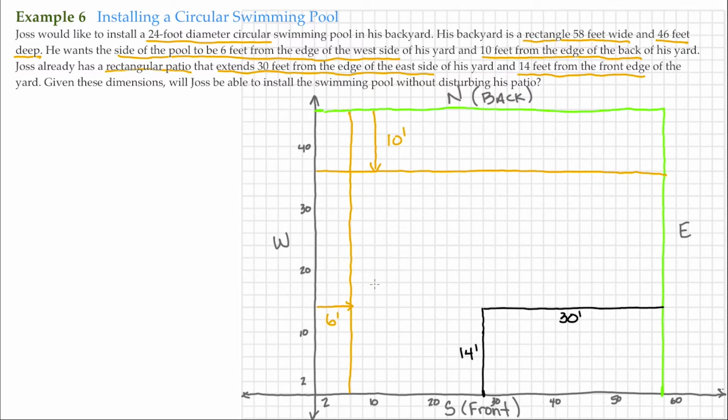So when he puts in his pool, the circular pool, it's going to butt up like that. Now his pool, since it's a 24-foot diameter, that means it's got to come in 12 feet this way and 12 feet this way. So we'll go 2, 4, 6, 8, 10, 12. So the center of his pool will sit right here. This is 12 feet. And this is 12 feet. So that's where the center will be. So you can see where the circular pool will come in at.